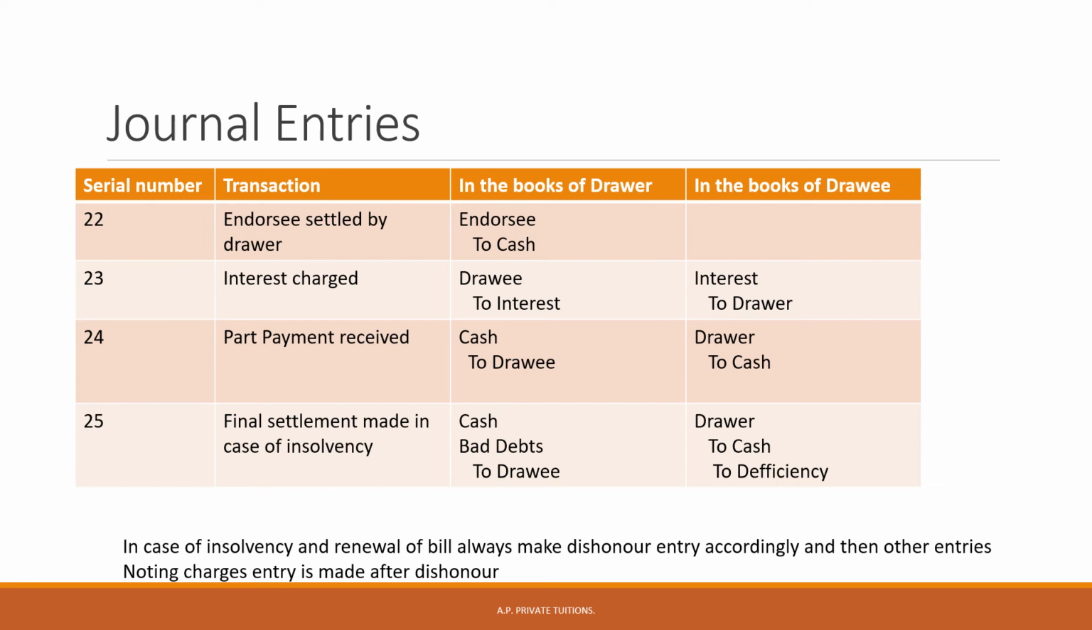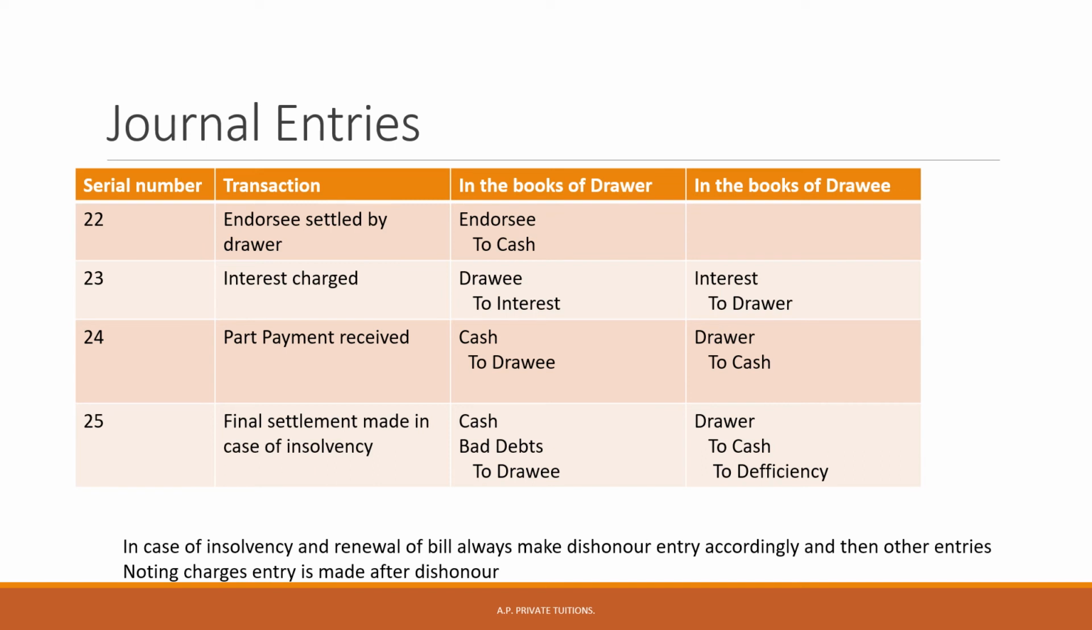Interest is the expense of the drawee and income of the drawer. So expenses are debited in the books of drawee. Entry for interest in the books of drawee is interest to drawer, and interest is income for the drawer. Therefore, income is credited, entry is drawee to interest.